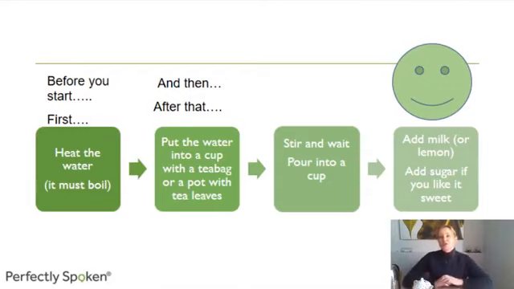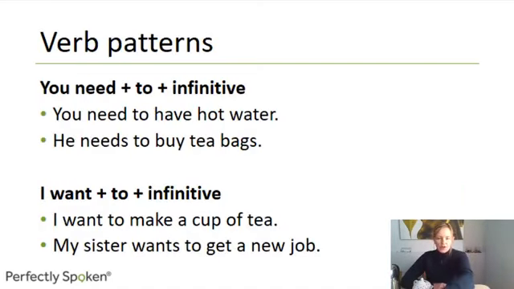All right, now let's look at some of the language in more detail. Right, so first of all, in the description, I used different verb forms. So here, for example, I said you need to plus infinitive. So you've got you need to have hot water. He needs to buy tea bags. Here it's in third person singular. So it's need plus to plus infinitive.